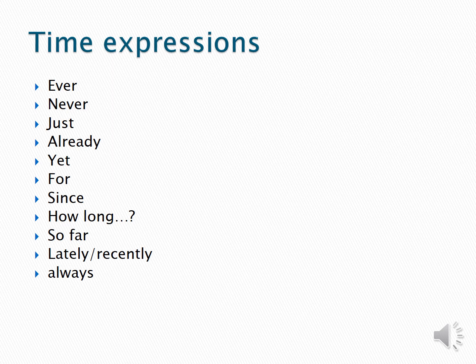So let's sum up the time expressions that we often use in present perfect tense. We have ever, never, just, already, yet, for, since, how long, so far, lately, or recently. We are going to talk more about already, yet, for, and since in the following meeting. Another expression that is often found in present perfect tense is have gone to or have been to.